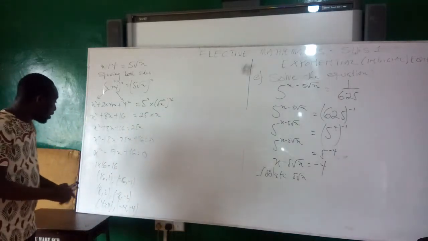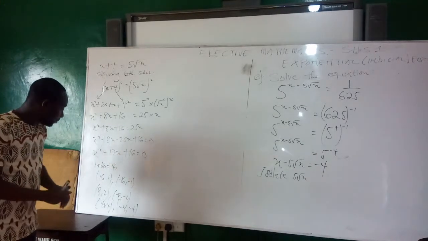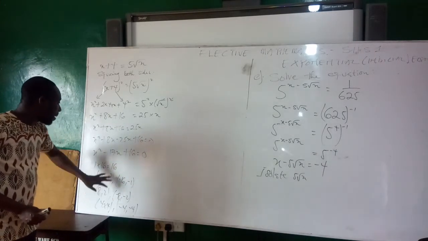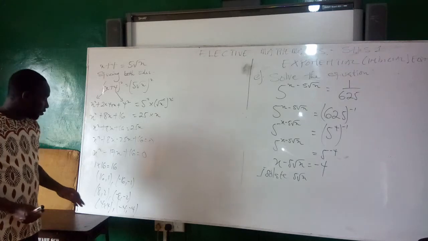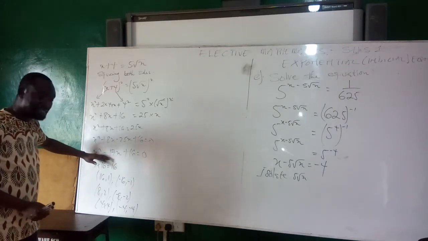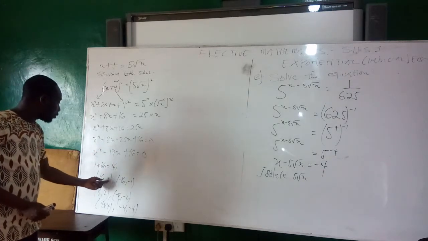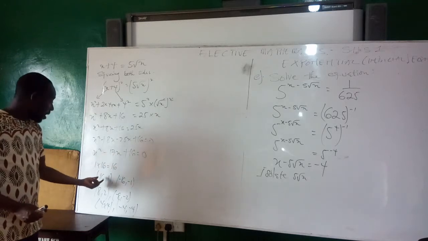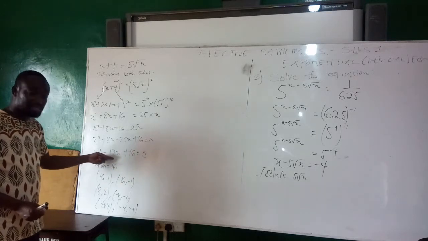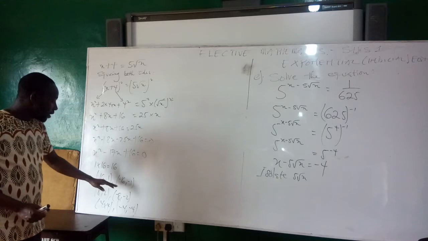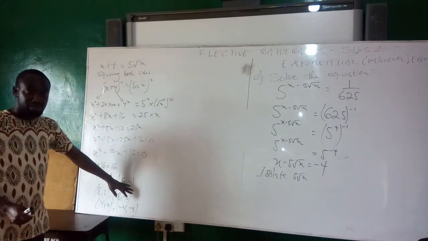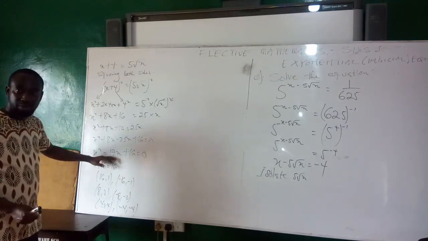So we ask ourselves, which of these factor pairs will sum up to negative 17? We know that 16 plus 1 will give us 17, but it's positive 17, and we need negative 17, so this cannot be used. Now negative 16 plus negative 1 will give us negative 17, as we have over here.